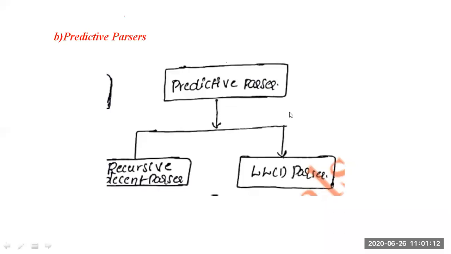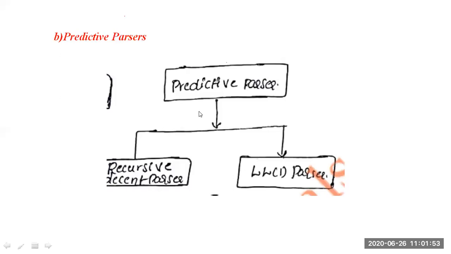Now, when we come to the predictive parser, what is the meaning of predictive? Prediction means future prediction, guessing the future. Prediction generally means simply guessing. Here also, we don't know in advance exactly which production we have to take. Only we will make some predictions. The predictive parser's main theme is guessing.